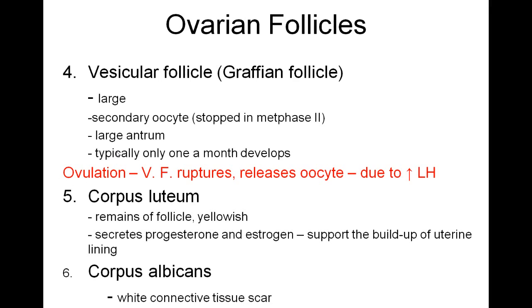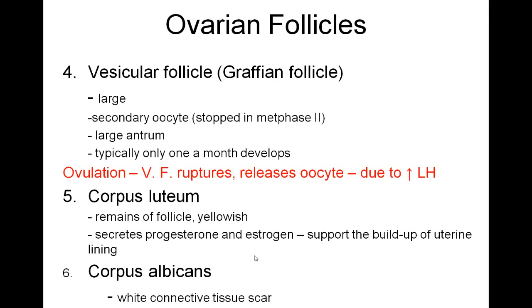Okay, then ovulation occurs. When ovulation occurs, the follicle ruptures and the oocyte is released. It's released because there is an increase in luteinizing hormone. So a surge in luteinizing hormone triggers ovulation. Then we have the corpus luteum. It secretes estrogen and progesterone, and that's going to control the uterine cycle.